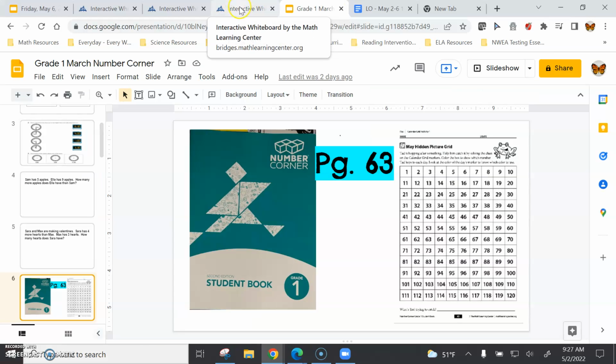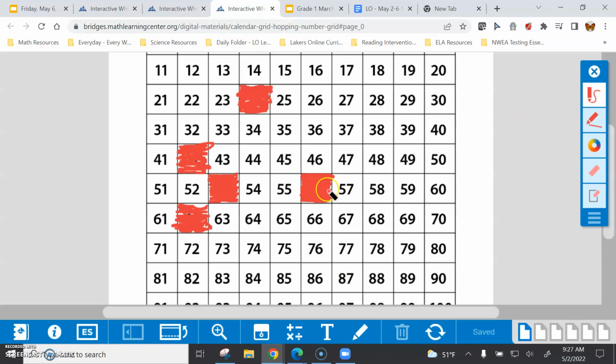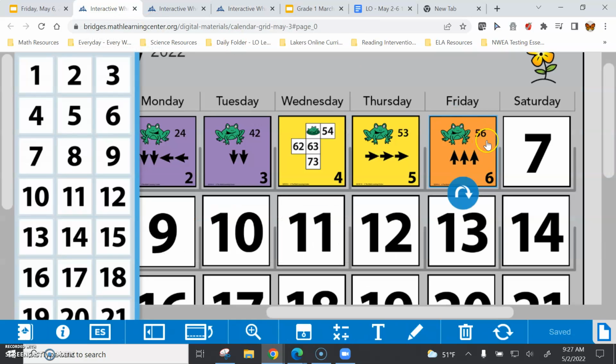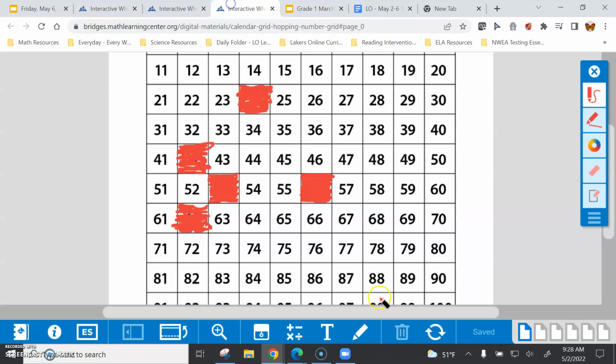Now that we have this page, then we're going to go to our hundreds chart. And the number we ended up on yesterday was 56. So we're starting at 56 because that's what Tad showed us. He said, right now I'm on 56 and we're going up 1, 2, 3. Oh, we're on the number 26. And when we go up 3, how much did we really subtract?